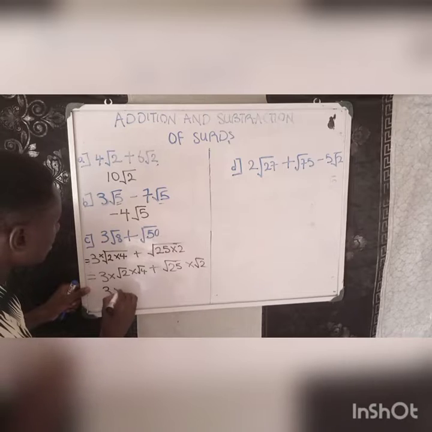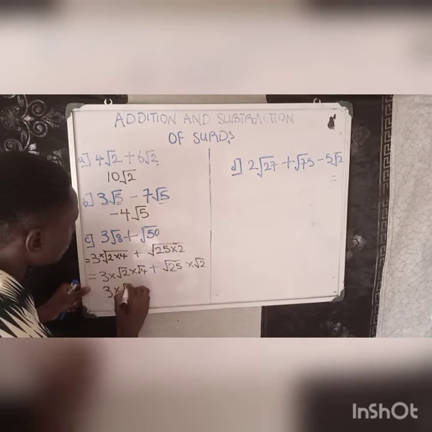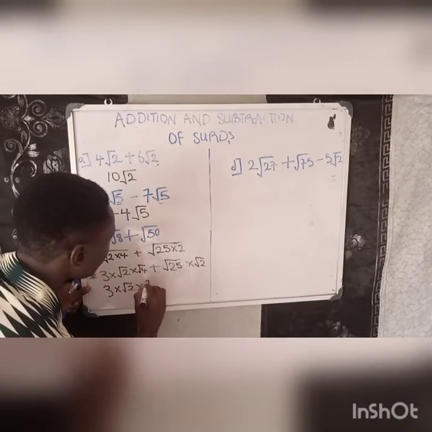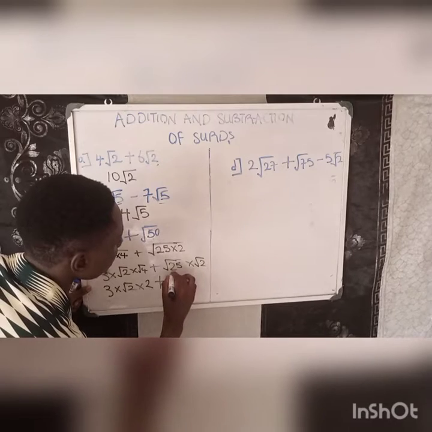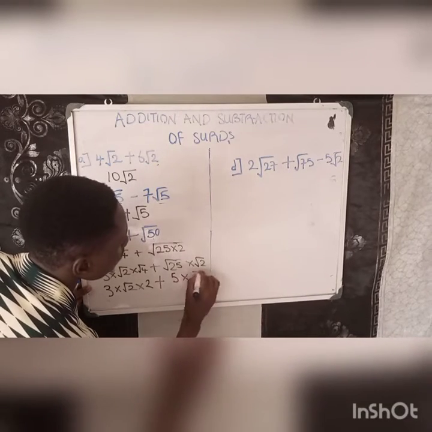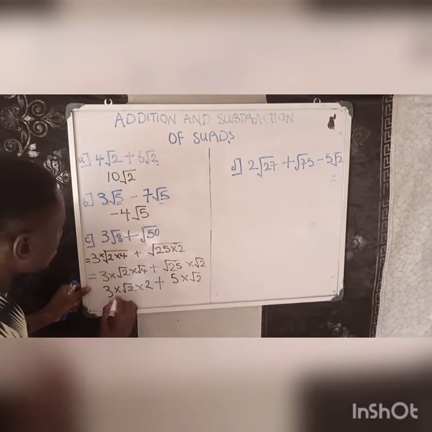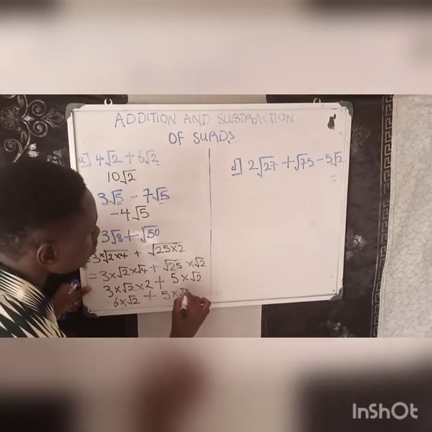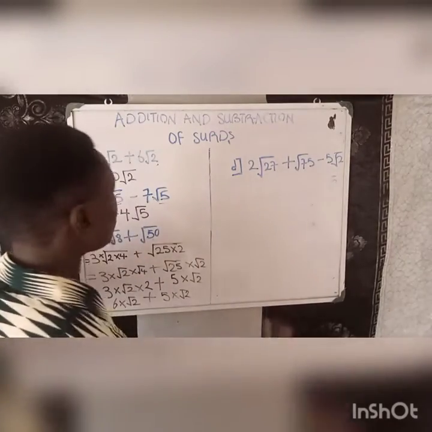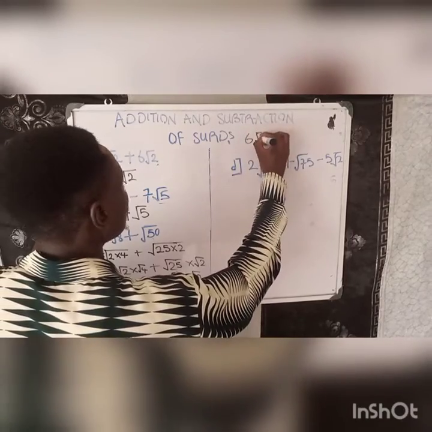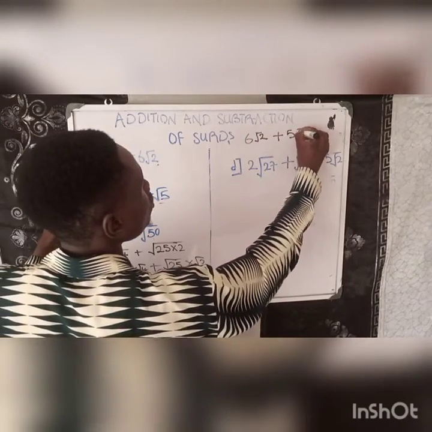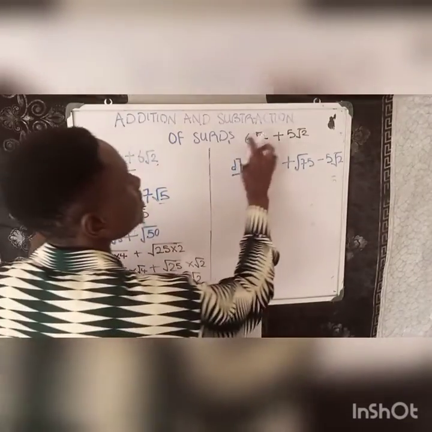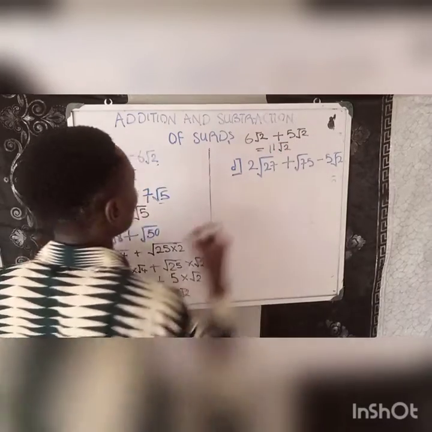Now this is 3 times square root of 2. Then the square root of 4 is 2, plus the square root of 25, which is 5, times root 2. So bringing this together, 3 times 2 is 6, times root 2, plus 5 times root 2. So our final answer becomes 6 root 2 plus 5 root 2. Now we have similar surds, root 2 and root 2. So what's the next thing to do? We add. 6 plus 5 is 11, and you put your root 2.